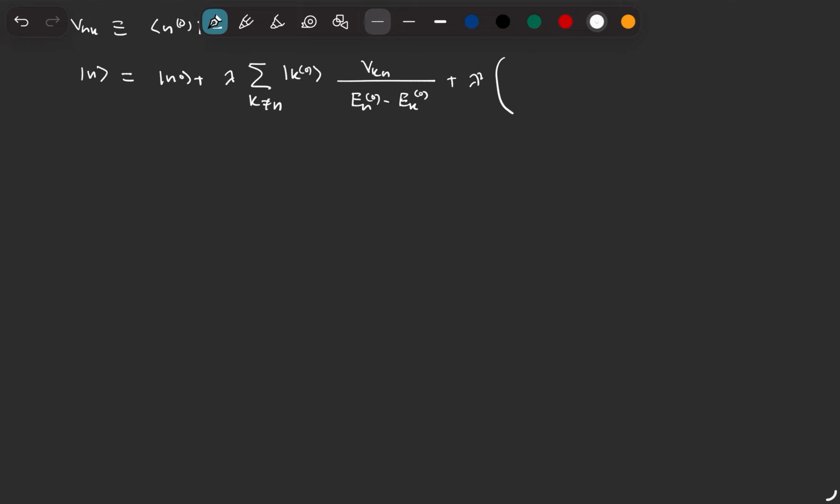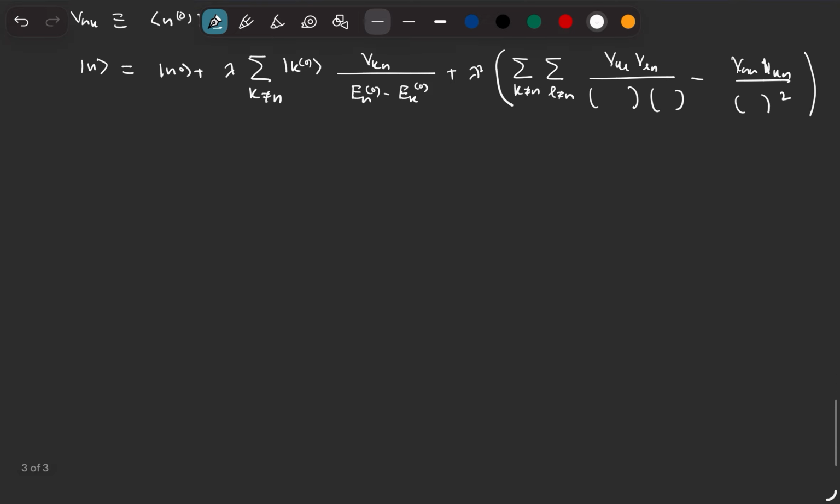plus lambda squared sum over k not equal to n, sum over l not equal to n, Vkl Vln, and obviously some terms here. I'm not going to write it because it's going to get too congested, and then you have Vnn Vkn and appropriate terms here. And so this is how the correction is. Okay, great.